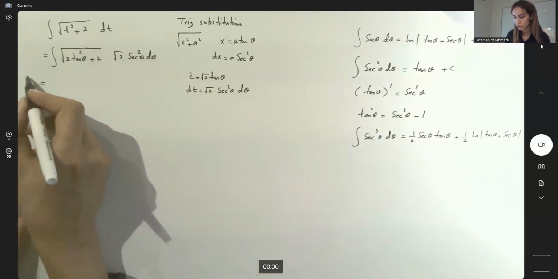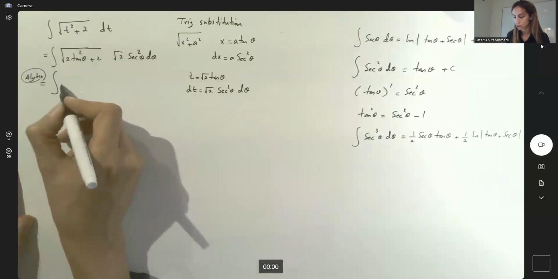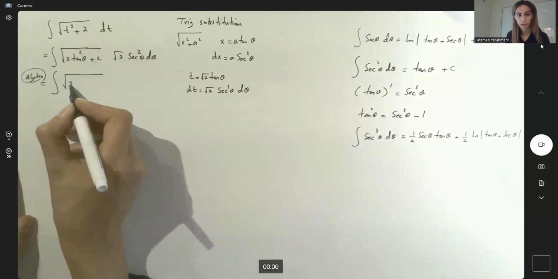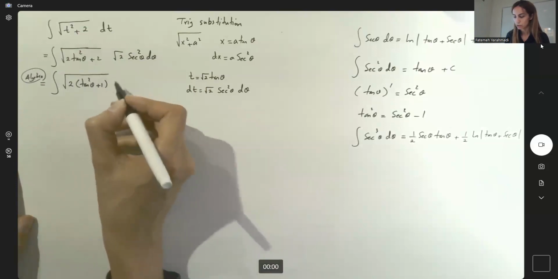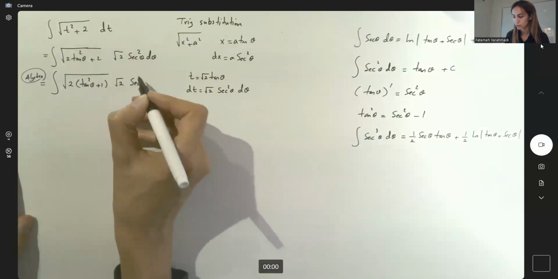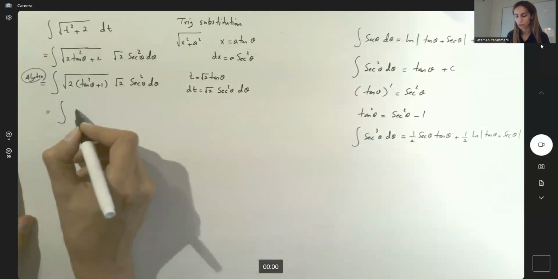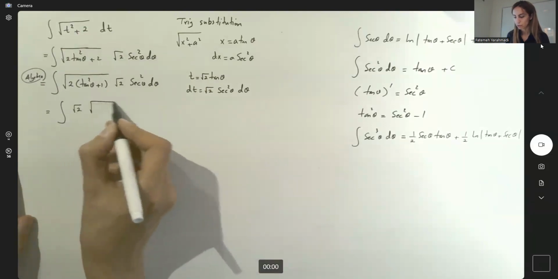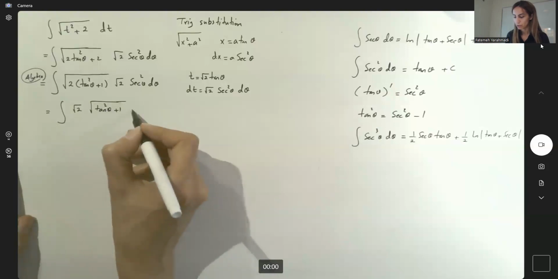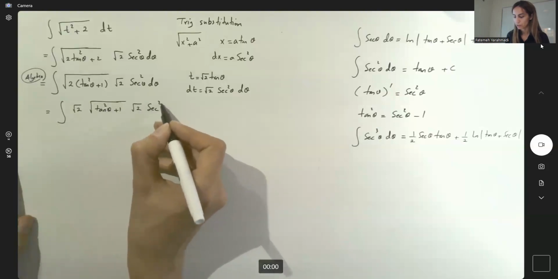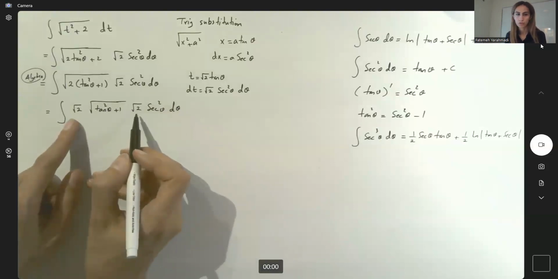So we're going to just do some algebra here. It is the integral of square root of, we're going to factor out 2, we get tangent squared theta plus 1 times square root of 2 secant squared theta d theta. This is equal to the integral of square root of 2 times square root of tangent squared of theta plus 1 times square root of 2 secant squared theta d theta. Square root of 2 times square root of 2 is just 2.